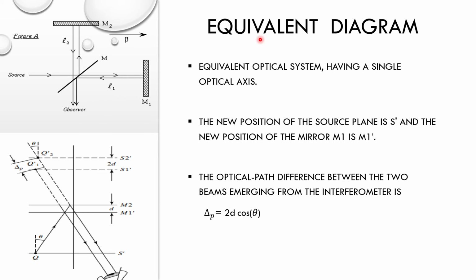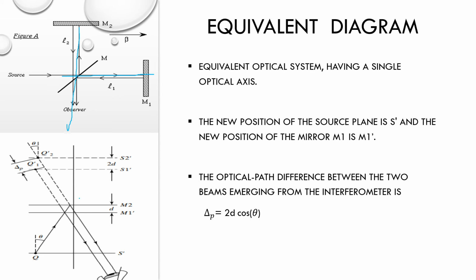So you can get the equivalent diagram, the equivalent optical system having a single axis. Let me take a pen for better understanding. Now this is the diagram having two optical axes. This is one optical axis related to M2 and this is another optical axis related to M1.